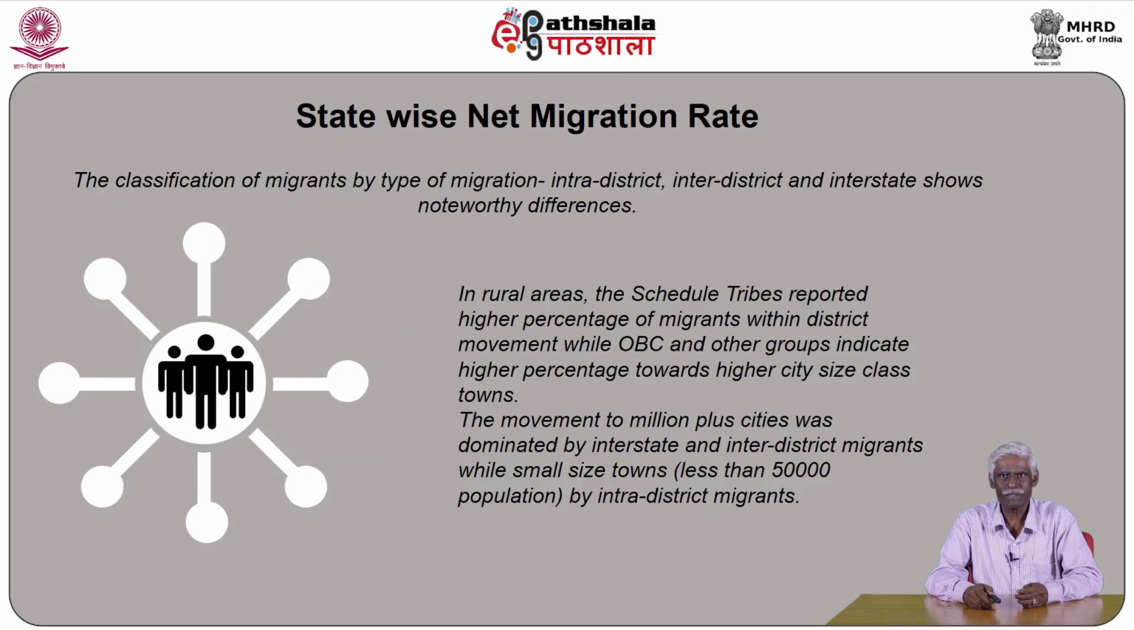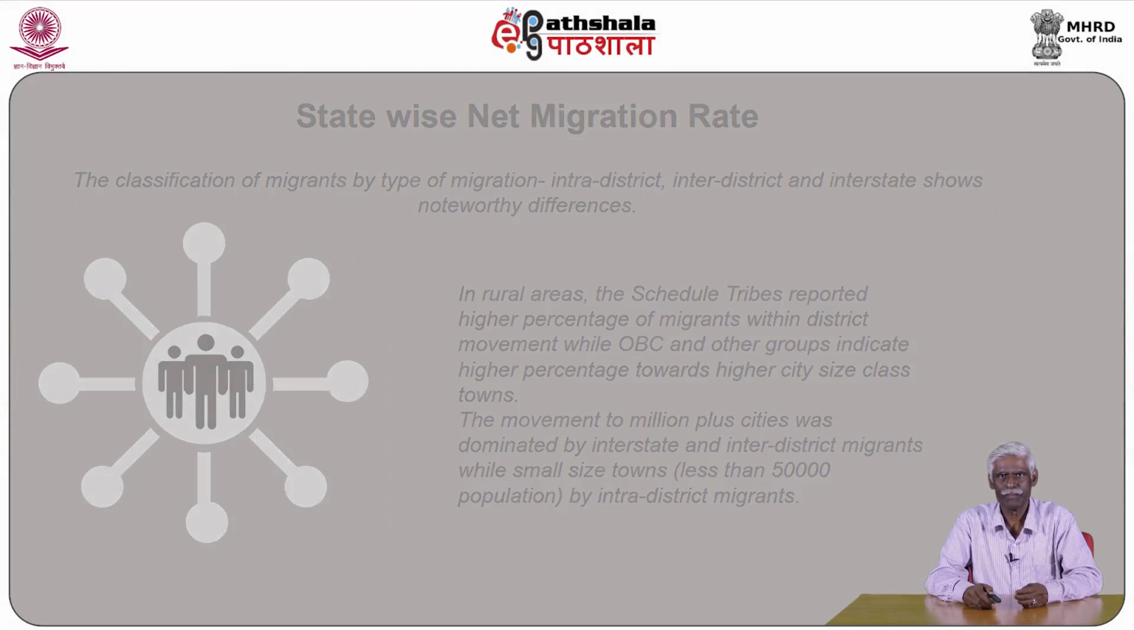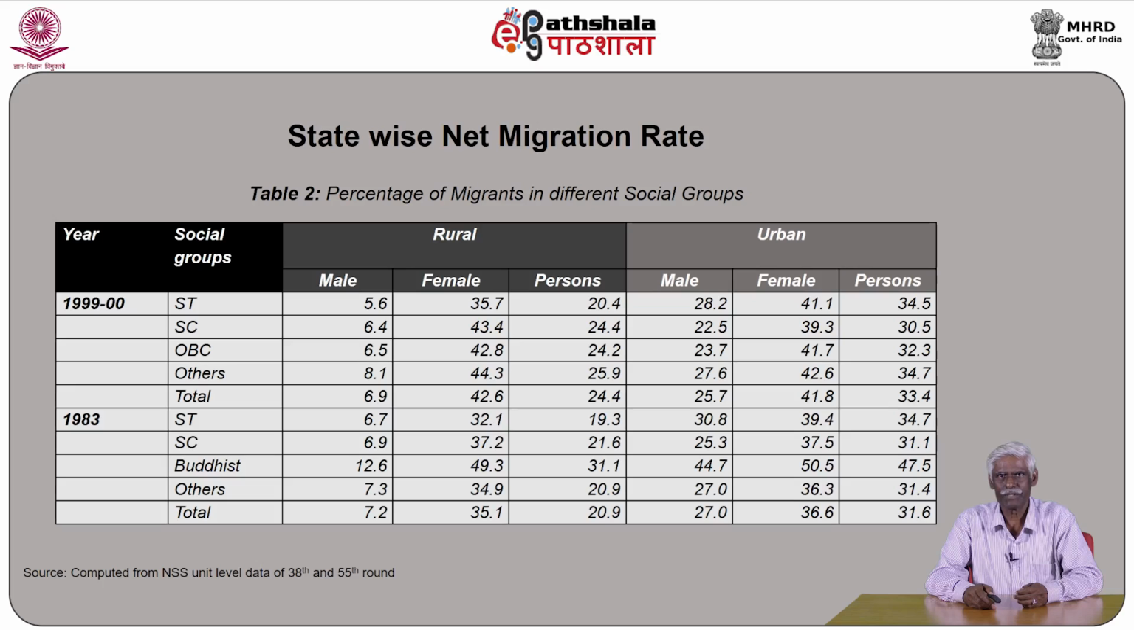The movement to million-plus cities was dominated by interstate and inter-district migrants, while small towns, that is less than 50,000 population, are dominated by intra-district migrants. The table depicts the percentage share of migrants in different social groups, categorized under rural and urban, and within each separately for male and female. The social groups represented are ST, SC, OBC and others, shown separately for 1999-2000 and also 1983.